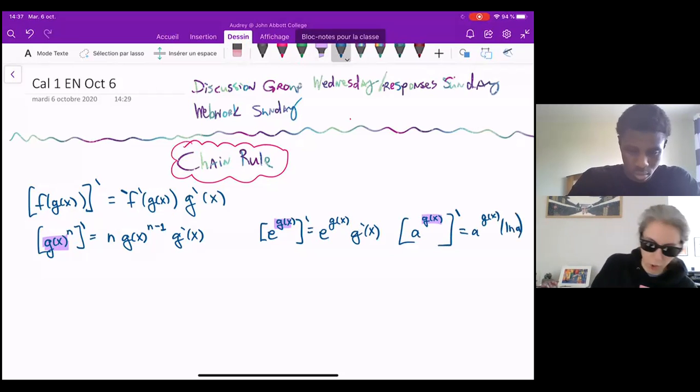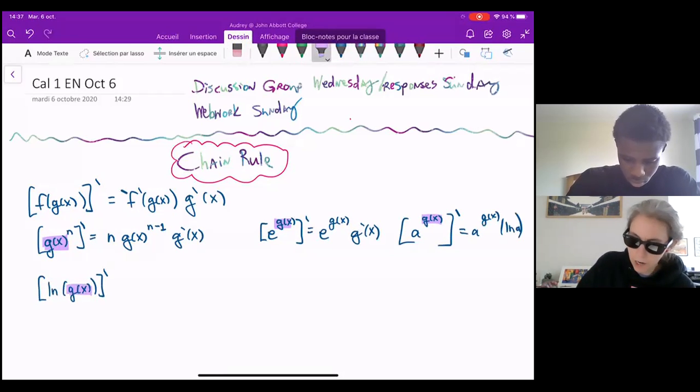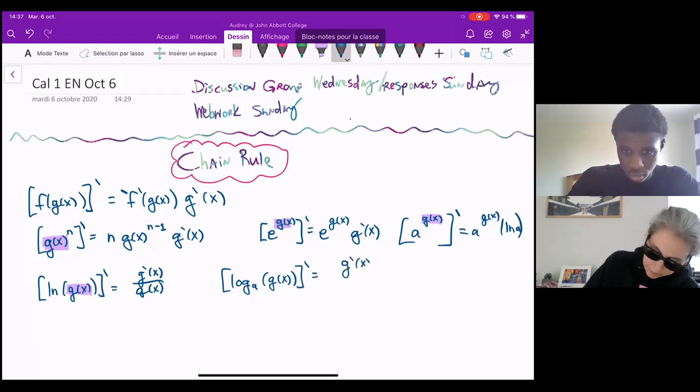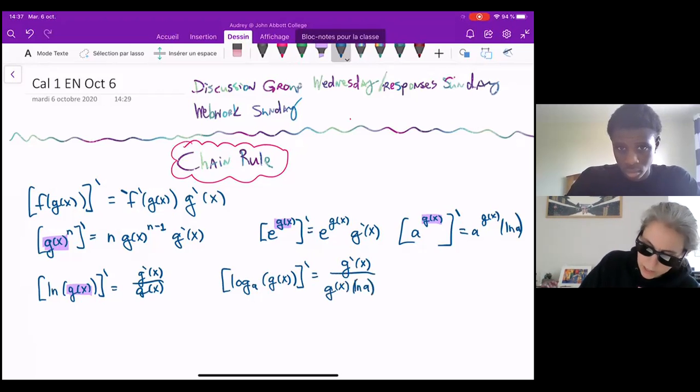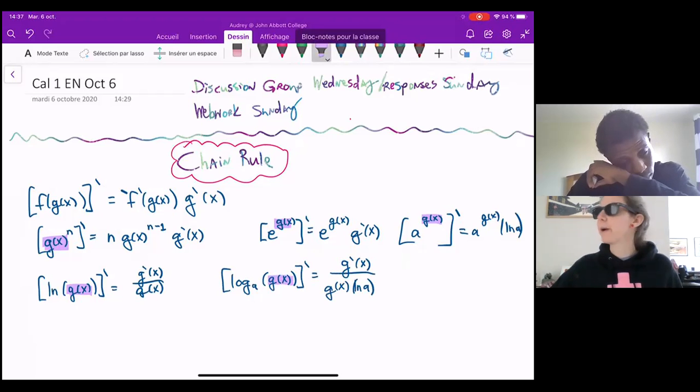And then we also had our log rules. So we had ln, instead of having x, we have a g of x on the inside. So again, our g of x in this case is there. And this became g prime of x over g of x. And then we had log base a of g of x, which was g prime of x over g of x ln a. And so these were like the different versions of this main chain rule that we had up there.